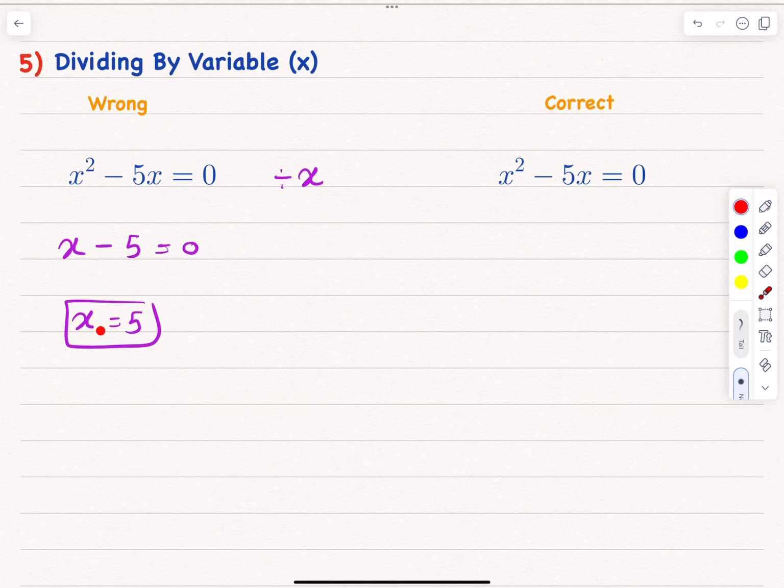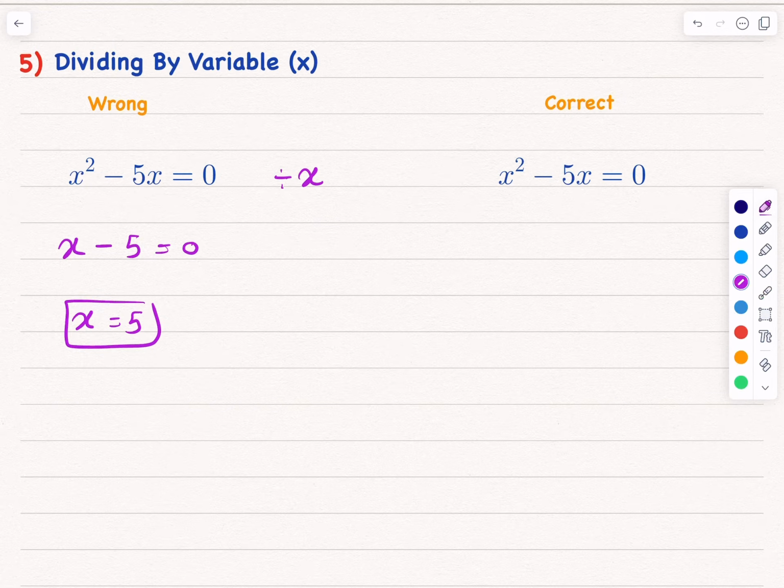Now this part of the solution is correct, but incomplete. So if we do it in this way, we would lose some points in the question, because we have another missing solution, which is x equals 0. Try to replace x here by 0 and here by 0. So you will have 0 minus 0, which is really 0, so it's correct.